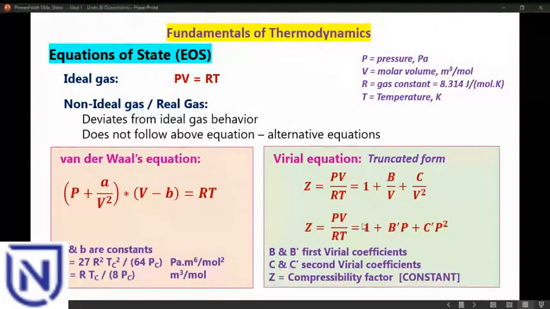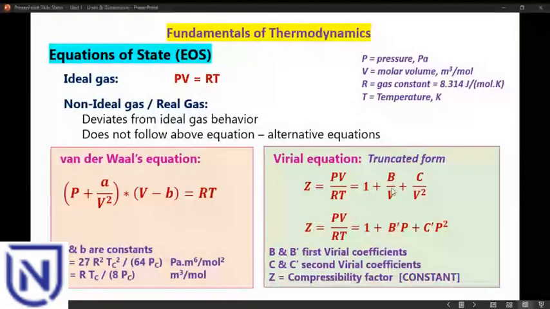Now, instead of V in the denominator, I can also write another form of the equation. It's not a derived equation, it's an empirical relation. So PV by RT is equal to 1 plus, similar to this, but instead of V I have P here, and I have written B dash. Some books refer to this as B dash and this as B. It doesn't matter, the numbers are different.